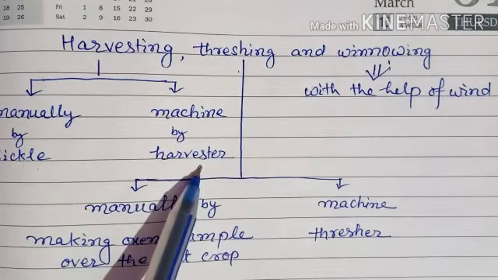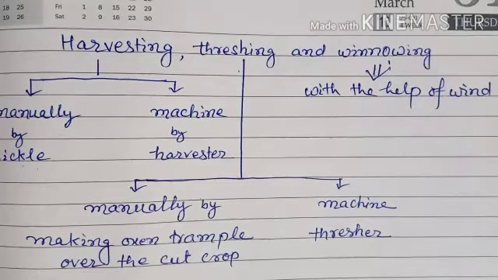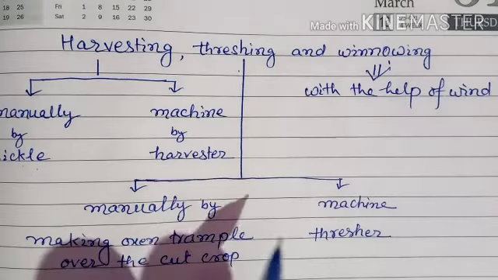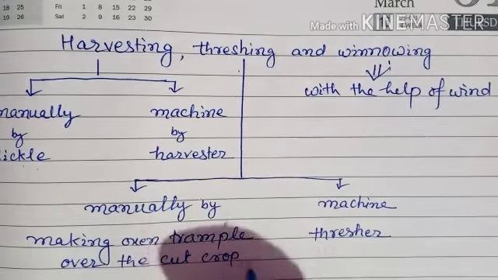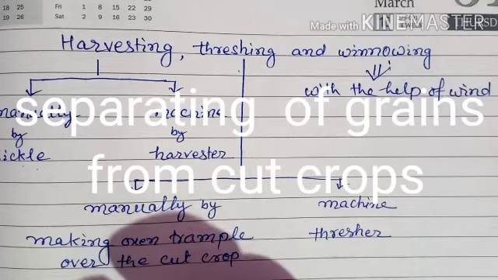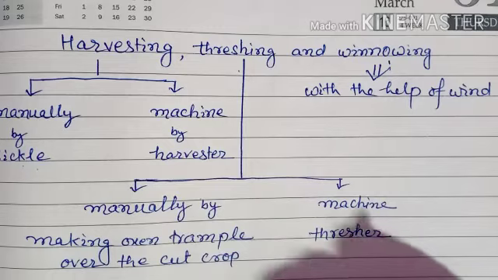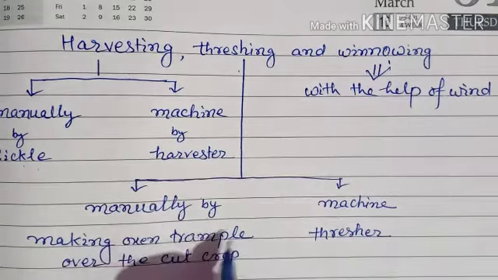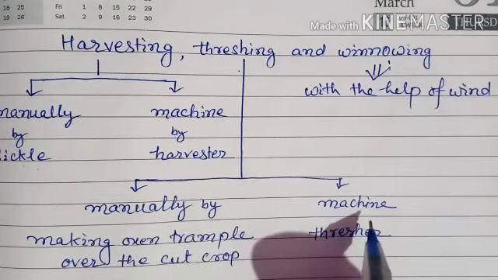And next, after crops are cut, the grains have to be separated from the cut crops. This process is known as threshing. So what is threshing? The separating of grains from the cut crop is known as threshing. Threshing can be done manually, and it can also be done by using a machine.